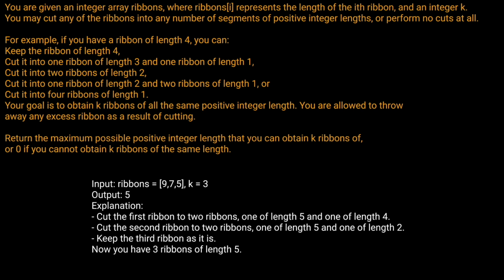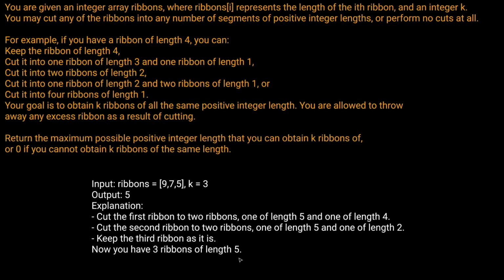If we look at an example here, we're given ribbons of length 9, 7, and 5, and we're told k equals 3, then our output is going to be 5. The reason for this is because we can cut the 9 into two ribbons, one of length 5 and one of length 4. Then we can cut the second ribbon into two ribbons, one of length 5 and one of length 2, and then we can keep the third ribbon 5 as it is, and then we'll have 3 ribbons of length 5, and that's going to be the longest cut that we can get.